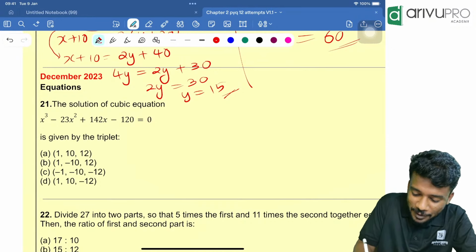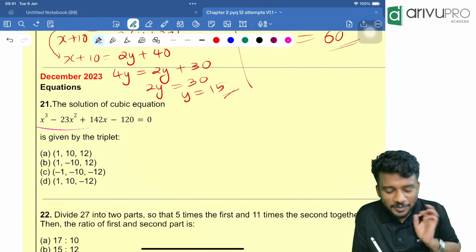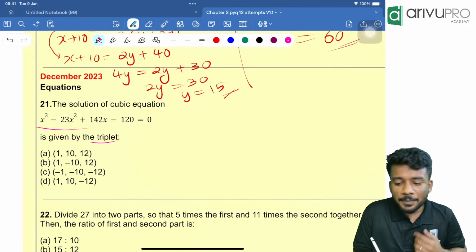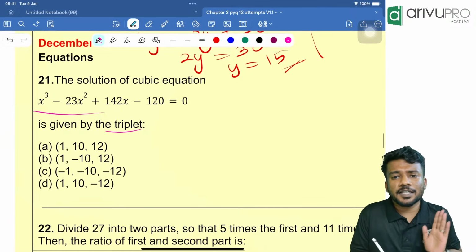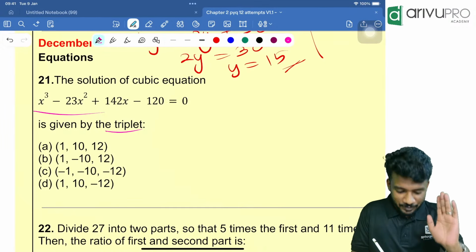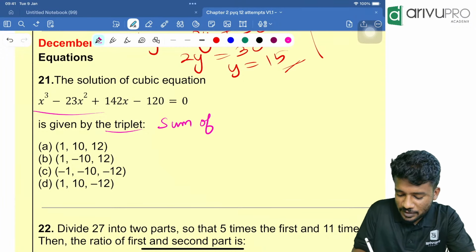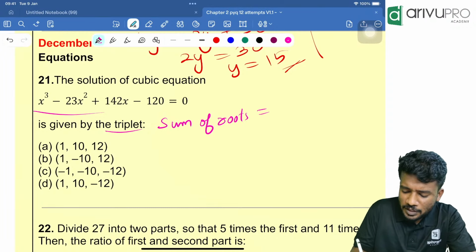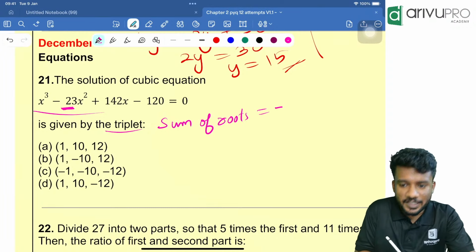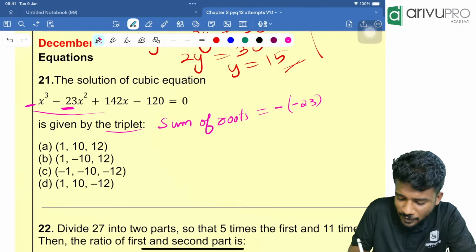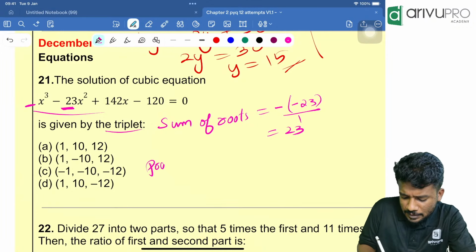The solution of the cubic equation x cube minus 23x square plus 142x minus 120 is equal to 0 is given by a triplet. That means x values are given over here. Now we need to check the sum of the roots. What is the first step? Sum of roots. Then we will check the product of the roots. The sum of the roots is minus of the coefficient of x square, that is minus of minus 23, divided by the coefficient of x cube, which is equal to 23. Then the product is how much?